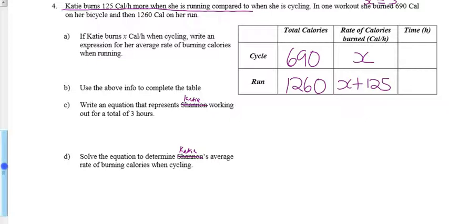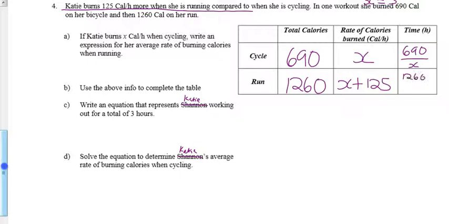So here we've got time. Use the info to complete the table. So what's an expression for time here? The rate of calories burned times time equals total calories, and then I can manipulate it. Okay, so then what's time? Time is calories divided by the rate at which they're burned, right?